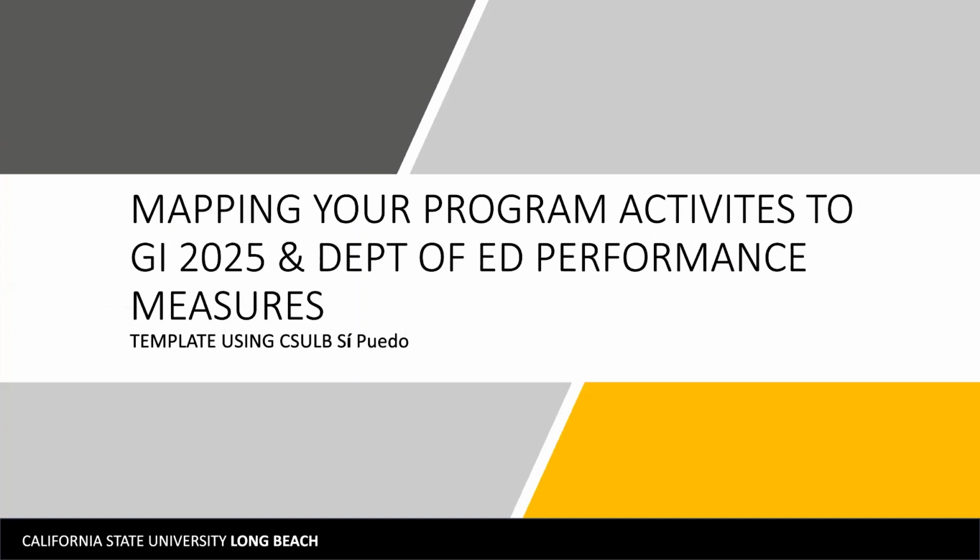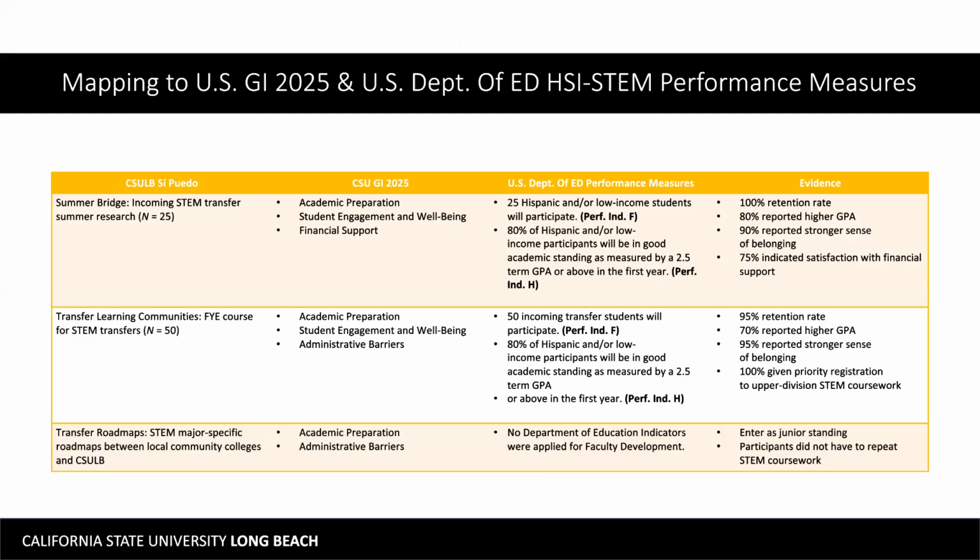In this next example, we're going to take a look at how you can map your program activities to both the GI 2025 goals and the U.S. Department of Education performance measures. Shown here is an example of a more detailed template or table where you can map your program activities to both the GI 2025 goals and the performance measures.